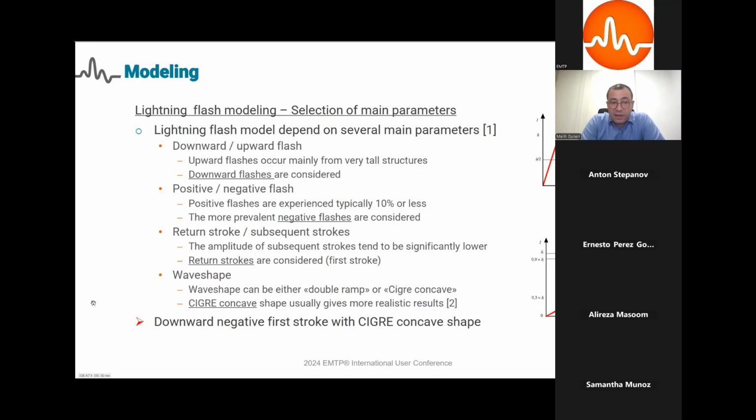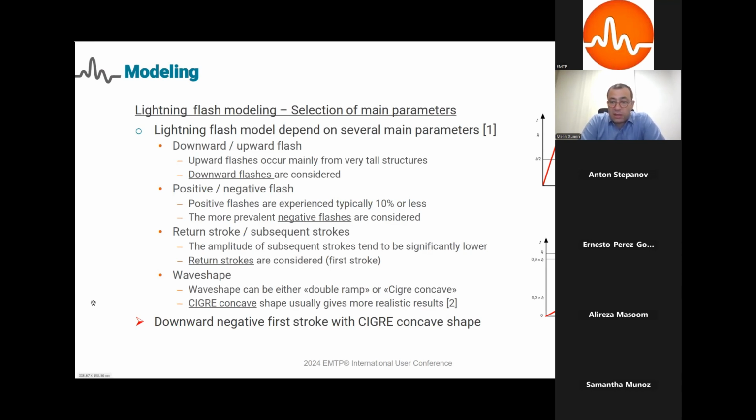Similarly, positive and negative flashes: a lightning flash can be a positive or negative one. But according to the related literature, positive flashes are experienced typically 10% or less. Therefore, we have selected negative flashes. We have considered negative flashes, which are more prevalent in comparison to the positive ones.